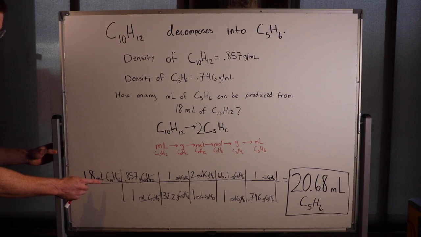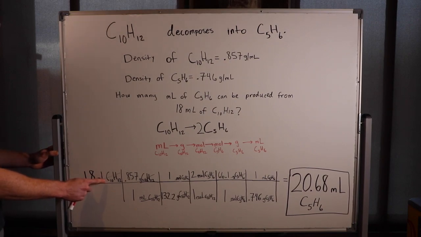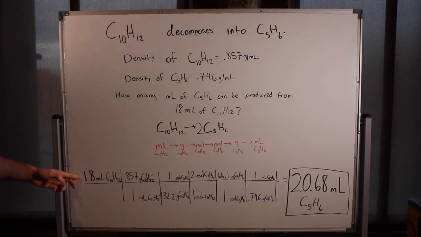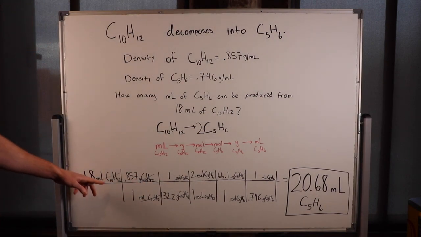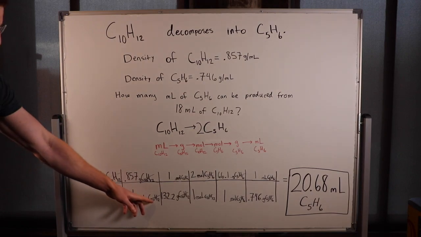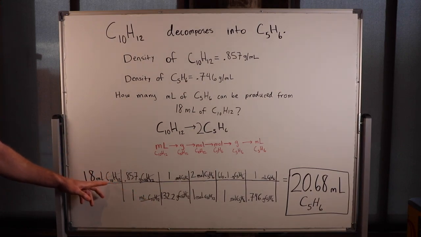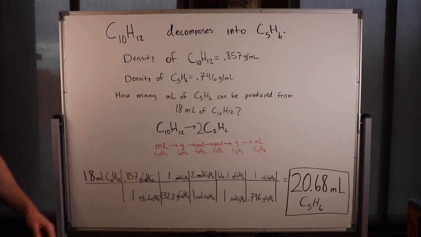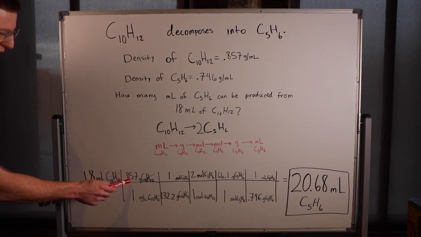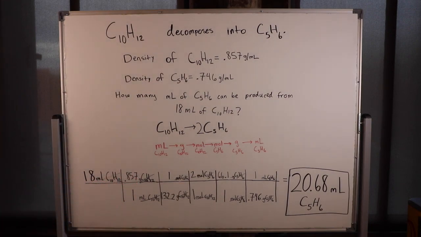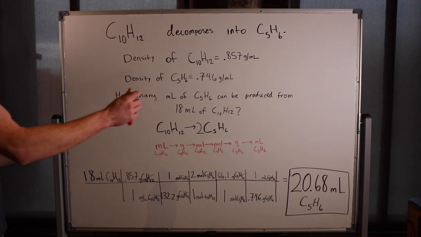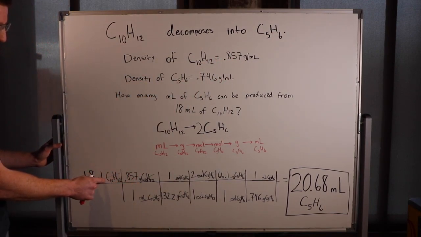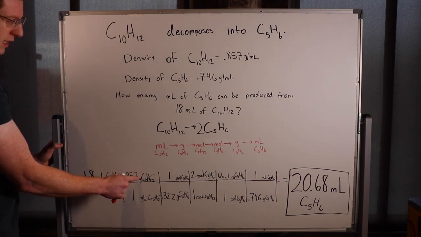So we always start on the top left of our table with the amount that they gave us in the problem. So 18 milliliters of C10H12 is what we start with up here. And remember, whatever units we have up here, we need to cancel them down here. So we'll put the same units, milliliters of C10H12, down here, and we want to go to grams of C10H12. We know that there are 0.857 grams of C10H12 per milliliter of C10H12. We got that from here. So we just converted from milliliters of C10H12 to grams of C10H12.